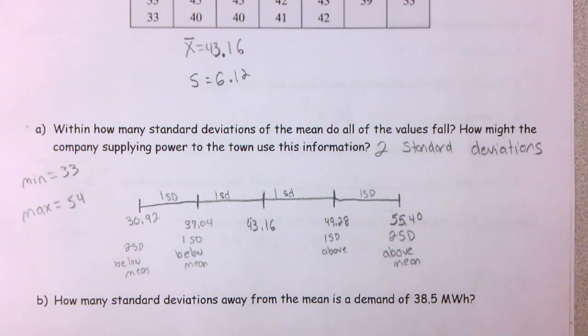So the power company can kind of use this. Typically, statistically speaking, most values lie within 3 standard deviations away. So if the power company knows that they only need to supply power for 2 standard deviations away from the mean, they can kind of get a min and a max here. They don't want to supply too much power, because then they're wasting that energy. On the flip side, they don't want to supply too little power, because then people will be out of energy.